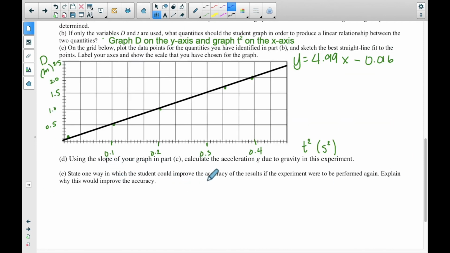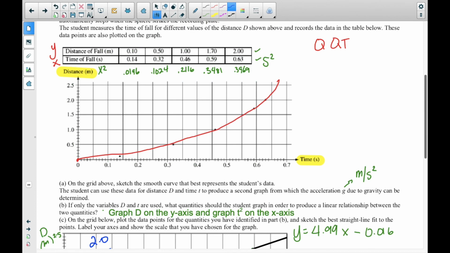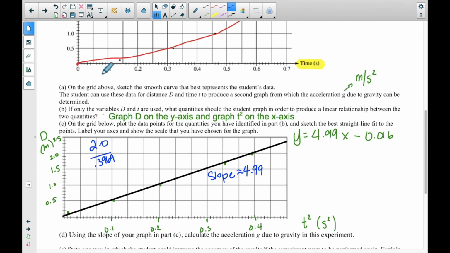Using the slope of your graph in part C, calculate the acceleration g due to gravity in this experiment. Okay, we know that the slope of this line is 4.99. I'm going to leave it 4.99. The answer keys I looked at said 5, but I'm going to leave mine 4.99 for now. So that's the slope. Even if you had not done this on your calculator in the table, what you could do to find this slope is to take the rise over run. The rise being 2.0, the run being 0.3969. And when I did it that way, I got a slope of 5.039.